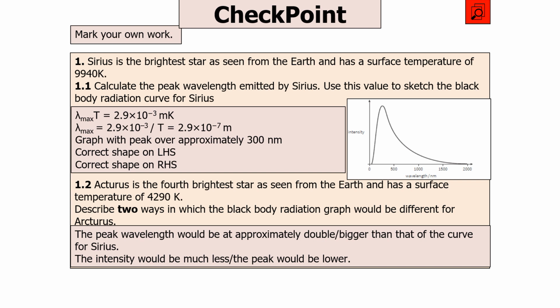Then you've got to be able to sketch what a blackbody radiation curve looks like. Now the blackbody radiation curve should have a peak which is shifted to the left hand side, but it's a continuous curve as shown, and it should peak at about 300 nanometers.